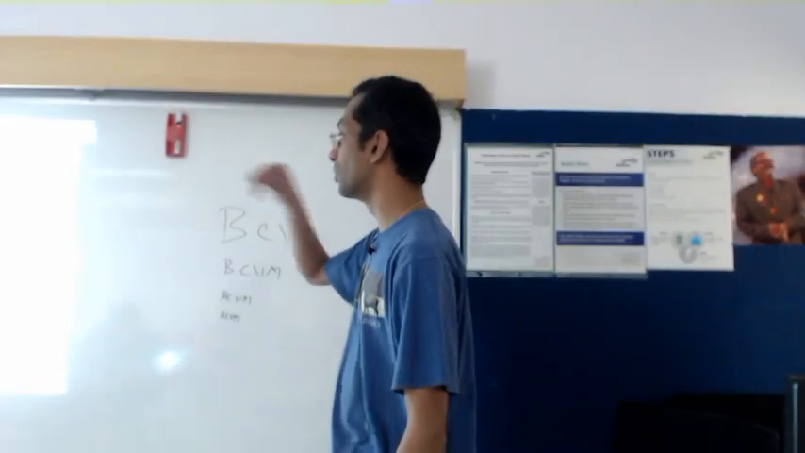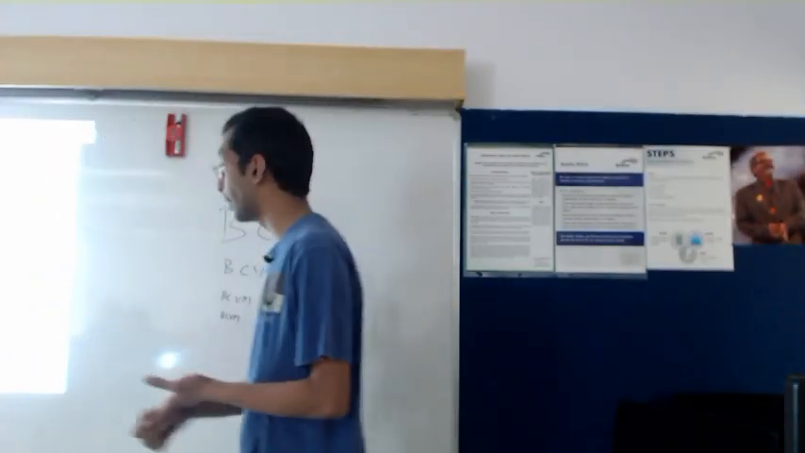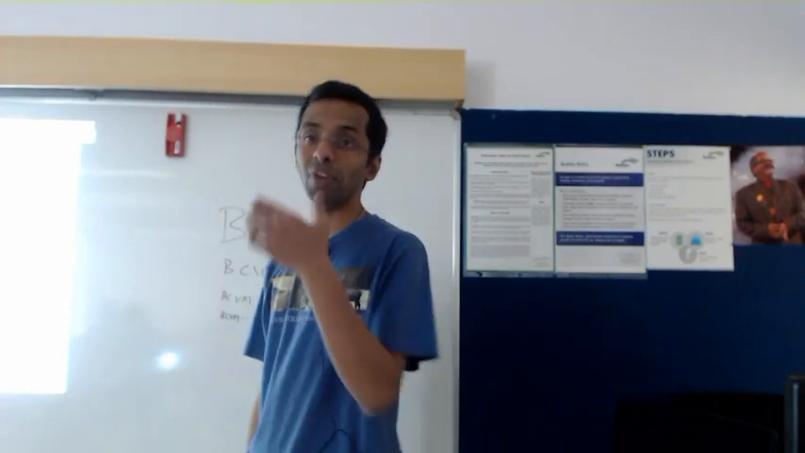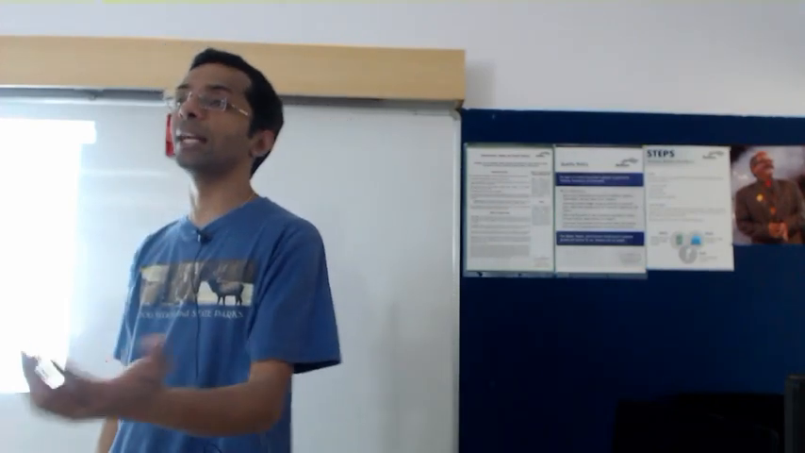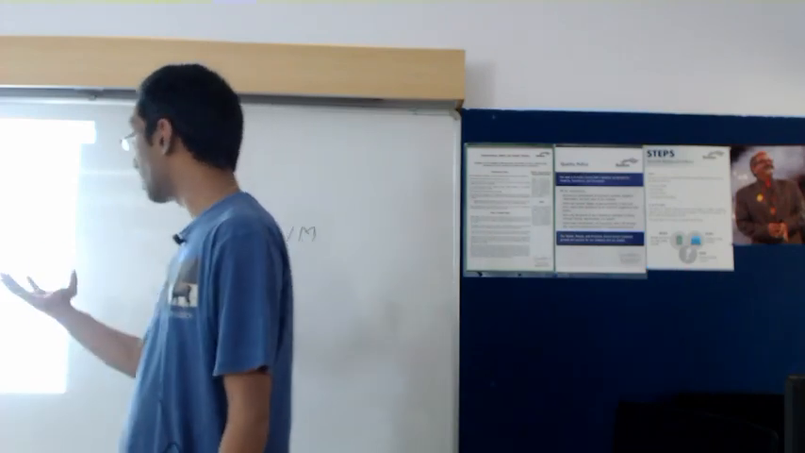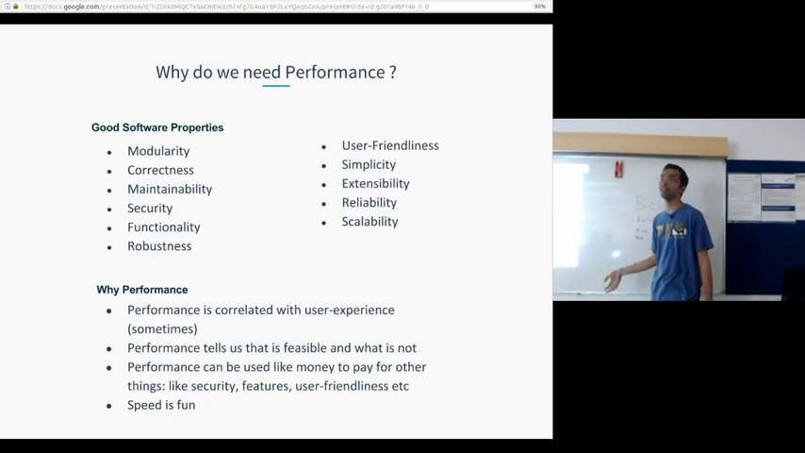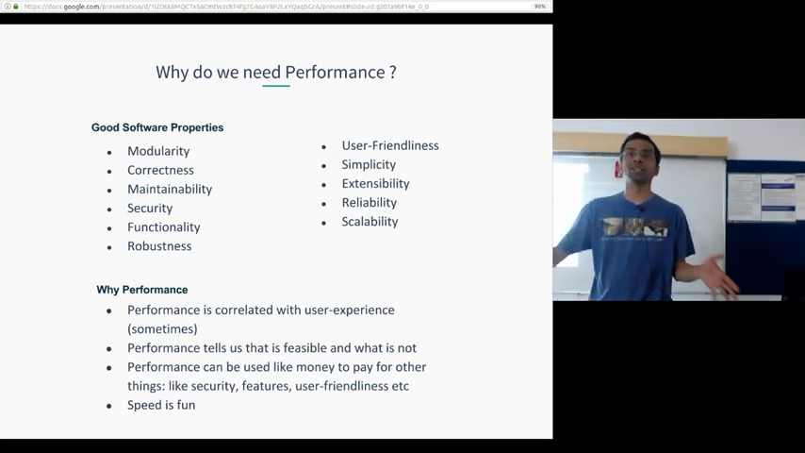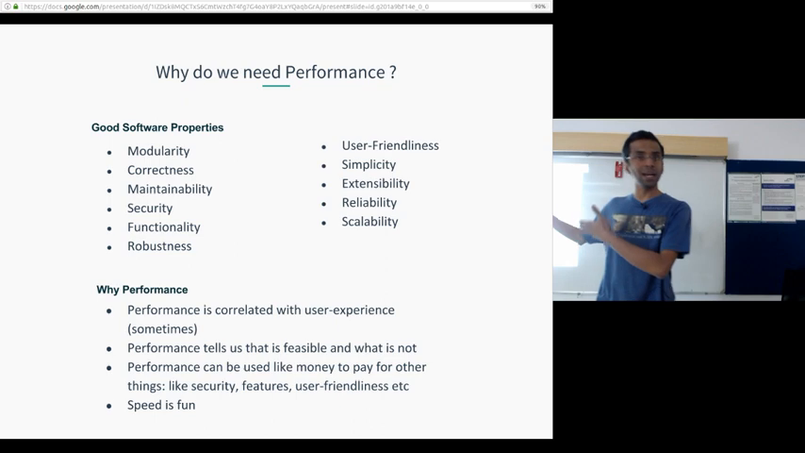These are some of the things I had noted down: modularity, correctness, maintainability. There should be security, another very important thing of late. Functionality, you want all the functionality that is there. Robustness, and on the other side you also want user friendliness. Simplicity, extensibility. You don't want to write software that cannot be extended further on. Reliability and scalability. Some of the properties that we could think of. Could you add any more here?